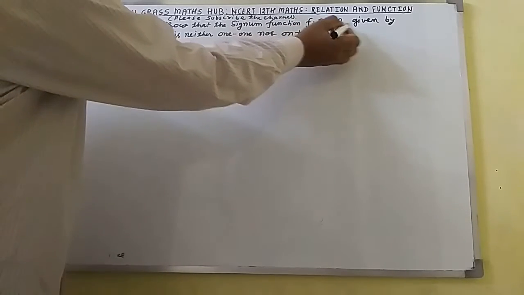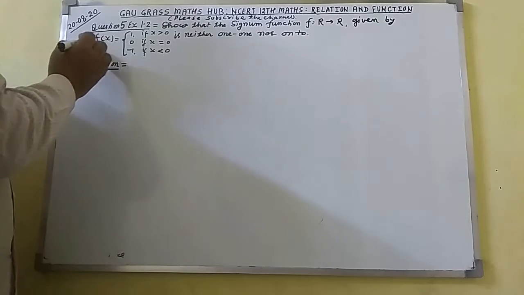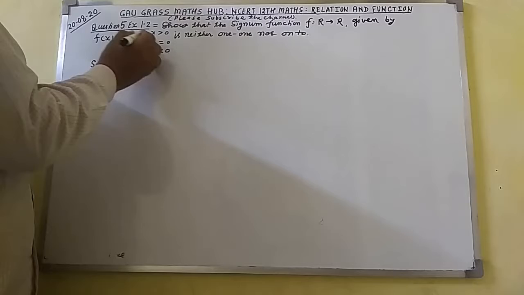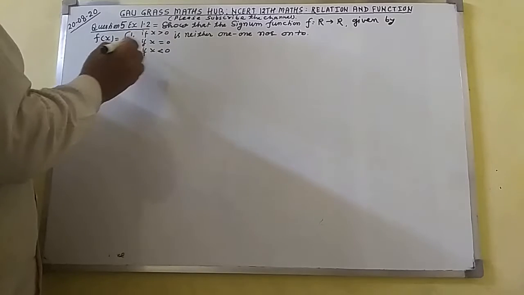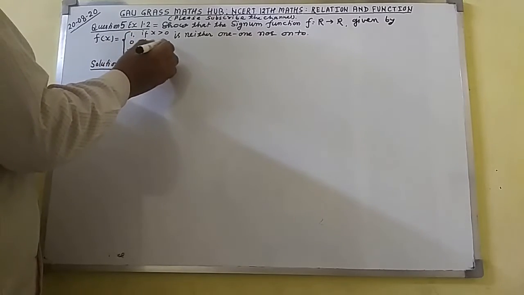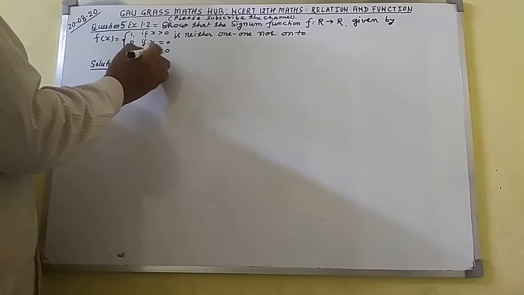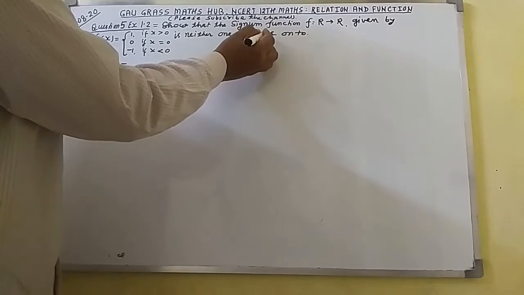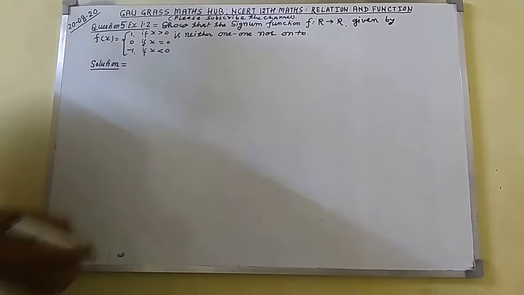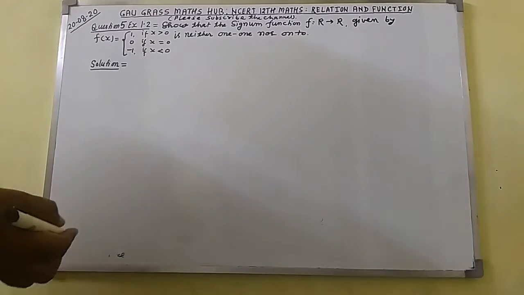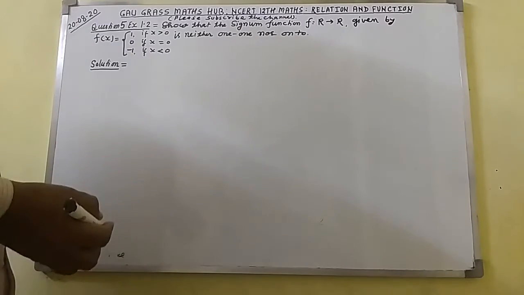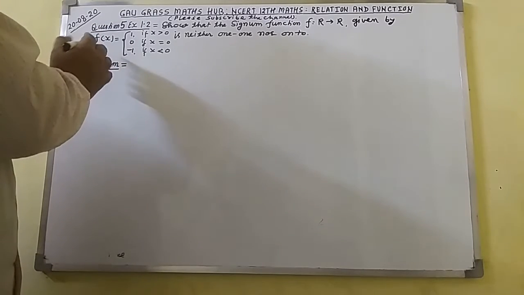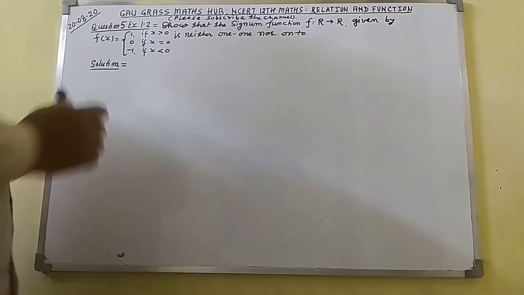The signum function f: R → R, given by f(x) = 1 if x > 0, 0 if x = 0, -1 if x < 0, is neither one-one nor onto. So this is the question in which I have to prove that this function is not one-one and this function is not onto.